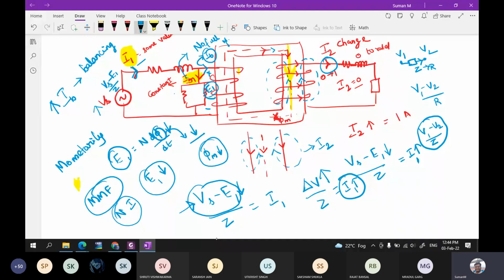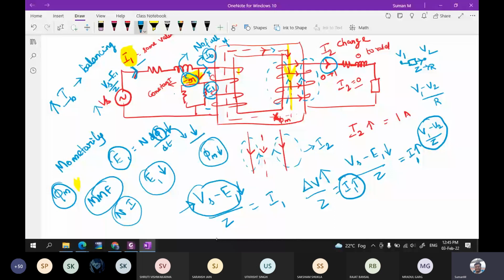Okay, so now the balancing current is increasing. When the balancing current is increasing, that will compensate for this E1, and it will make the mutual flux to be constant. So the mutual flux almost remains constant from no load to full load, because this Im will also be constant. Okay, because this Im is responsible for this flux.